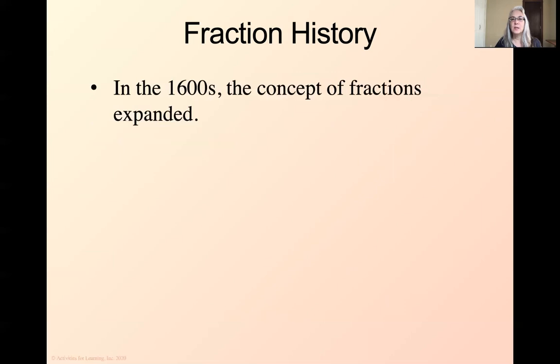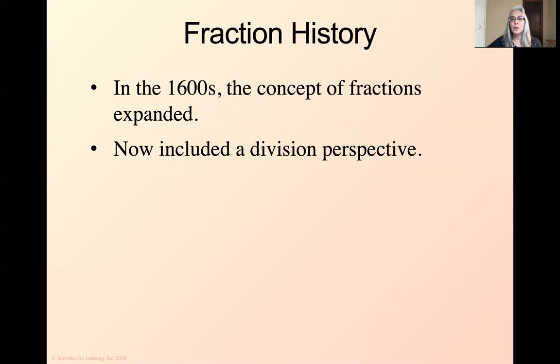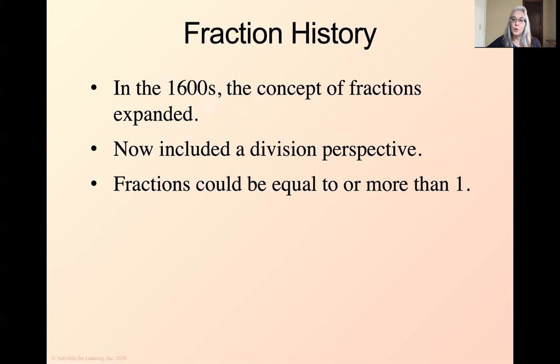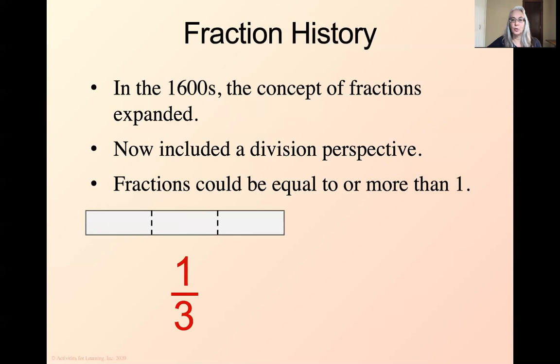But in the 1600s, the concept of fractions expanded, and it then included a division perspective. So fractions under the new perspective could be equal to or greater than one. Here we have 1/3. Here's one, and we break it into three equal pieces. We have 1/3. This is the old way of looking at it. Under the new way, with division, if I have 2 divided by 2, so here I have 2 divided into 2 equal pieces, that gives me 1.